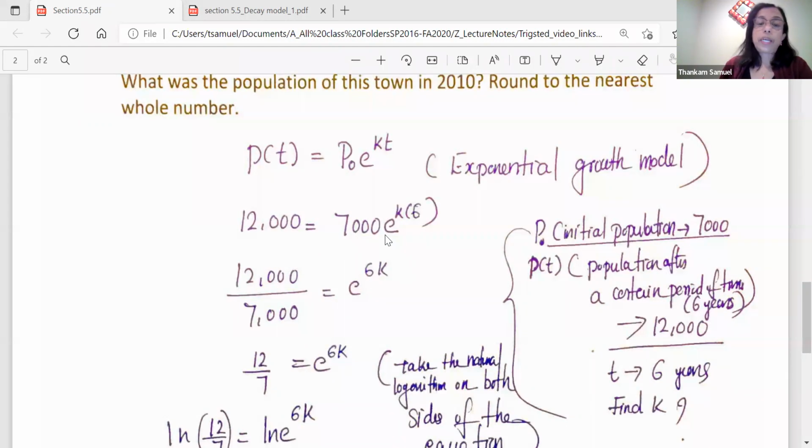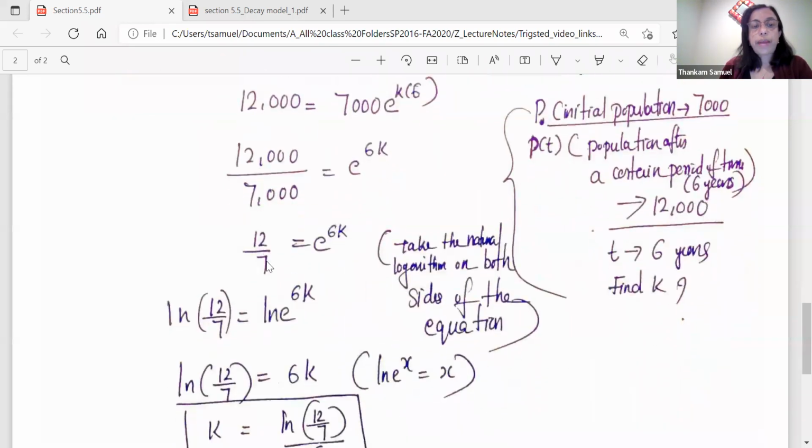We have already studied different methods to solve an exponential equation. To solve this equation, we need to get the exponential part by itself. Here the exponential part is e to 6k. So we have to divide both sides of the equation by 7,000. We can simplify this fraction as 12 over 7 equals e to 6k. Now we have to solve for k.